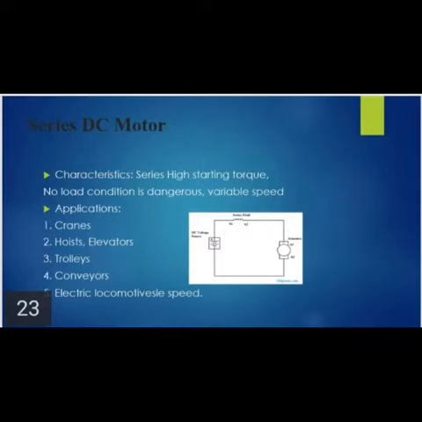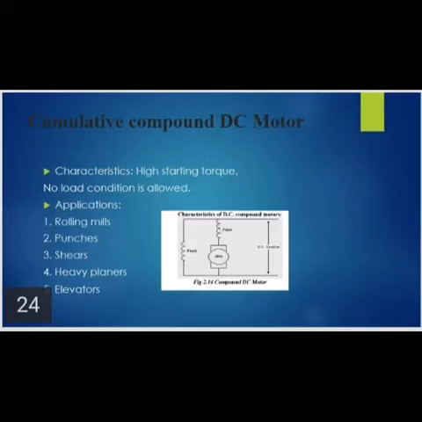Cumulative compound DC motor characteristics: high starting torque, no load condition is not allowed. Applications: rolling mills, punches, shears, heavy planers, elevators.